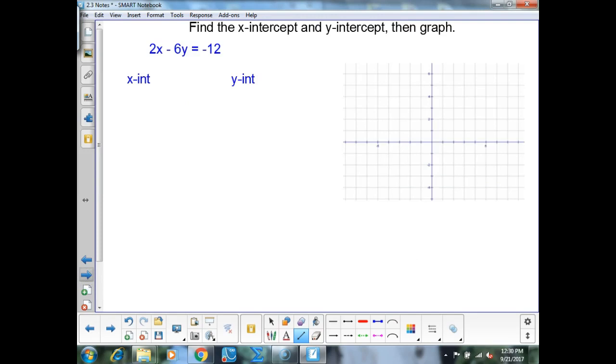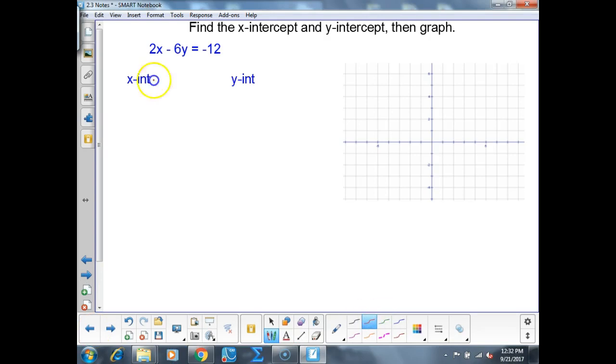This one, we'll do an intercept way, because that's what the directions say. Tricky. Okay. Do this one using the intercept way. So, to find the x-intercept, that's where y is equal to 0.